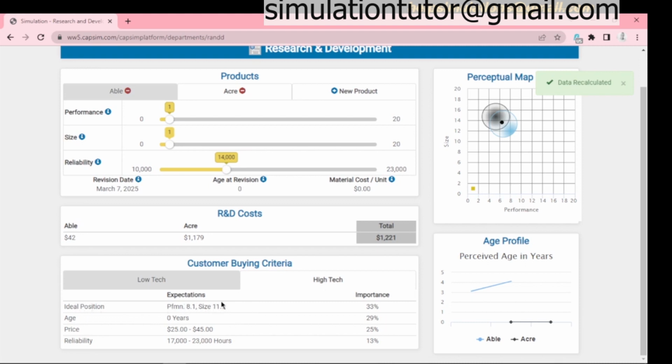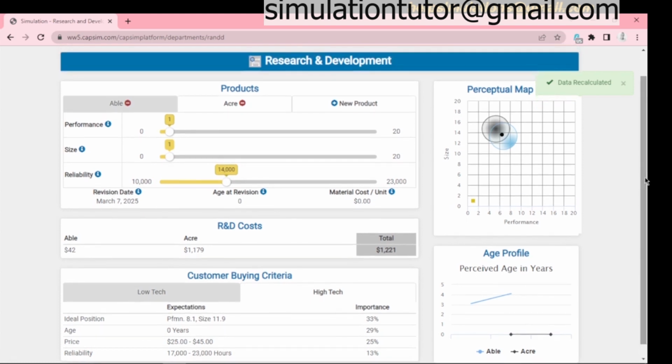But remember, this is for this year, and because our product is new, it will come out next year. So you'll have to use the drift rates that are offered for the performance and size for the different market segments. From my calculation, I think the performance should be around 8.1 for next year, because the product will come out next year.